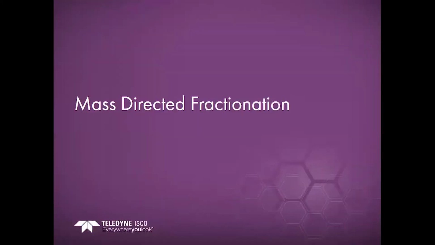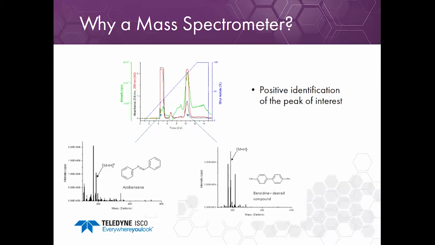So we'll start with mass-directed fractionation. And why would you want to use a mass spectrometer for a detector? This example is the synthesis of benzene, and although it is not a peptide, it demonstrates the positive identification very well. This is a synthesis I had done, and unfortunately, I was a little slow in the workup, and the benzidine rearranged and oxidized the azobenzene.